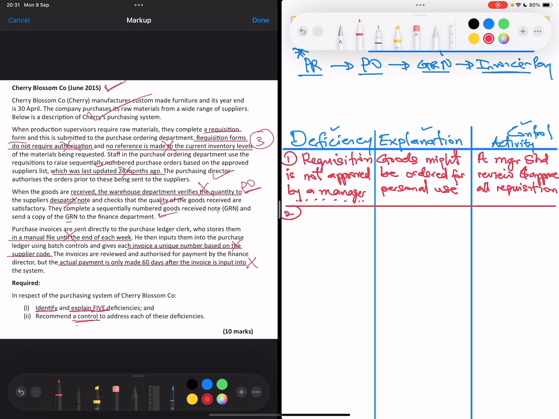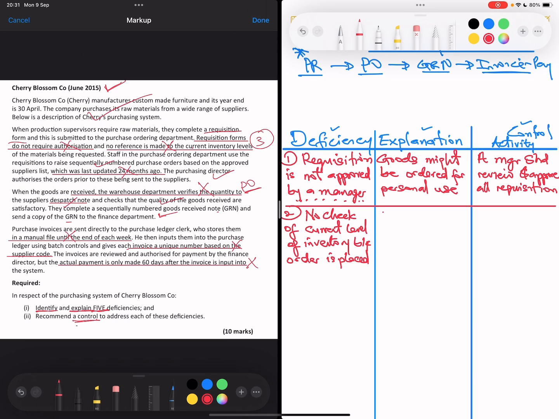That's also a problem. So the deficiency is no check of current level of inventory before an order is placed. And I'm sure this is very clear to you. If you don't check the current level of inventory, then you keep ordering and you have so many orders that you don't even need. Yeah. So what could go wrong?